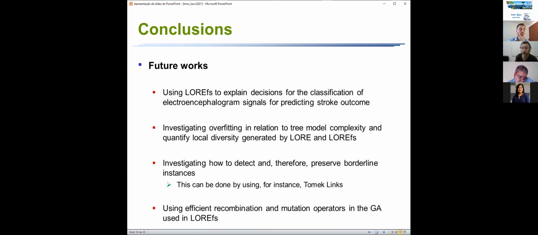As future work, we want to use LAR with fitness sharing to explain decisions in medical problems, for example, the classification of EEG signals. We also want to investigate overfitting regarding the size of the decision tree, investigate how to detect and preserve borderline instances close to the decision boundaries, and finally, use efficient recombination and mutation operators in the genetic algorithm.